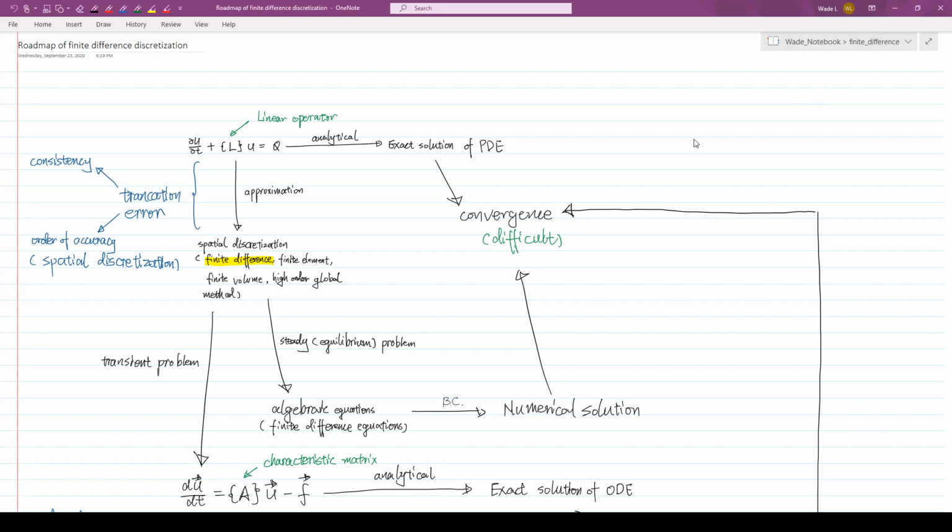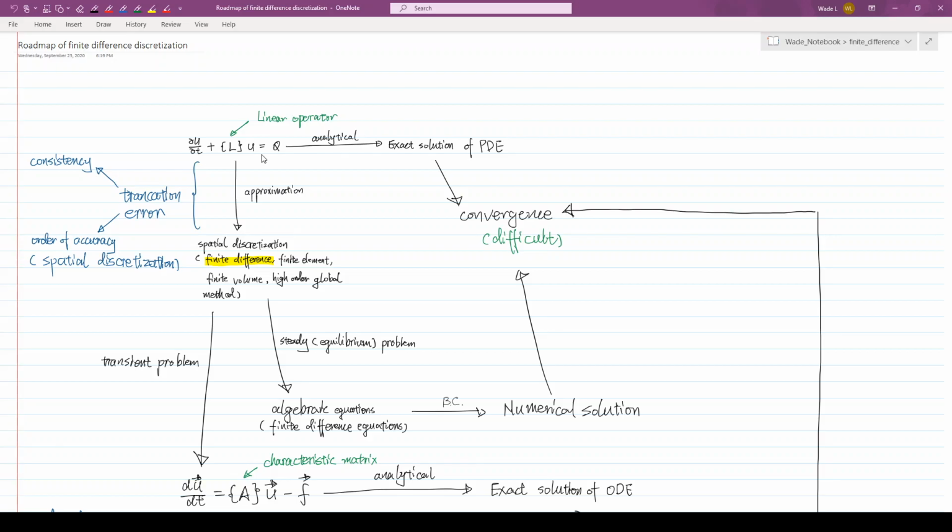Hello everyone. In this video, I'm going to talk about the common roadmap used in discretizing partial differential equations using finite difference formulation. Assume that we have a partial differential equation of a scalar u. It is typically formed with the time derivative of u, a linear operation on u, and a source term q on the right-hand side of the equation.